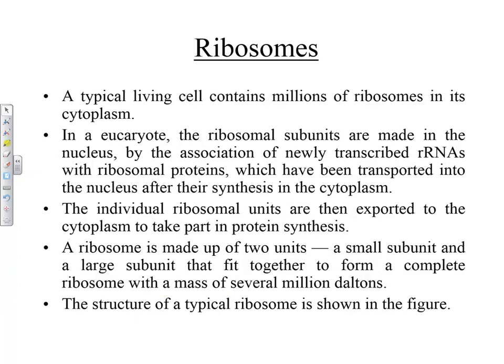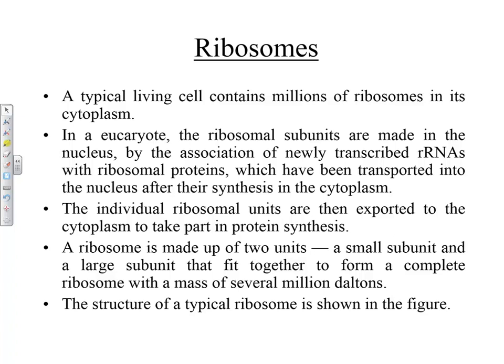Now a typical living cell contains millions of ribosomes in its cytoplasm. In a eukaryotic cell, again a cell which has a nucleus and other organelles, the ribosomal subunits are made in the nucleus by the association of newly transcribed ribosomal RNAs with ribosomal proteins. Protein synthesis always takes place out in the cytoplasm. Transcription takes place inside the nucleus for eukaryotic cells.